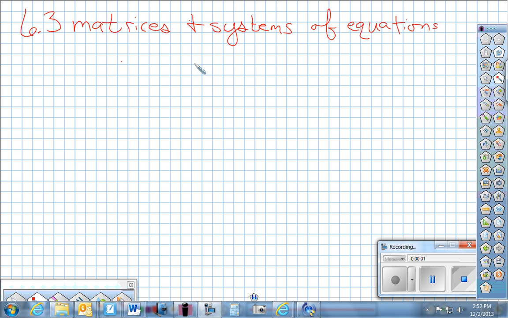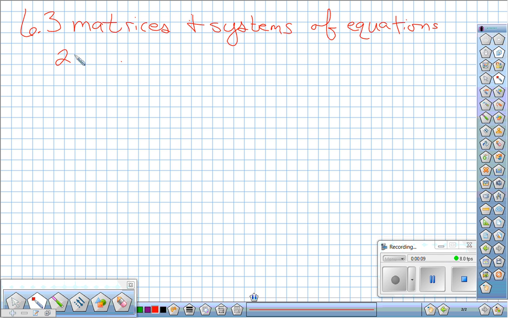Chapter 3, matrices and systems of equations. So the first thing we're going to do is matrices and row equivalent operations. They might give you a system of equations, or you might have to write a system of equations that looks like this guy. And then I have x plus 4y equals -2.